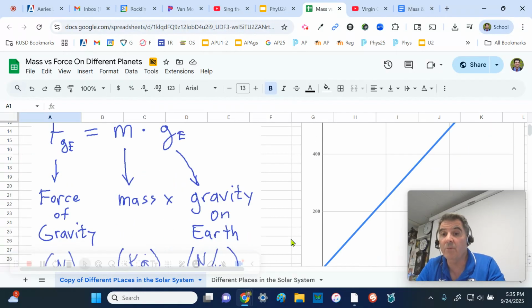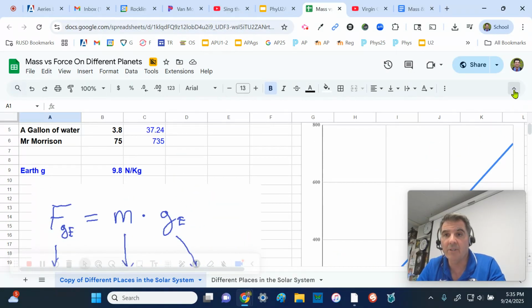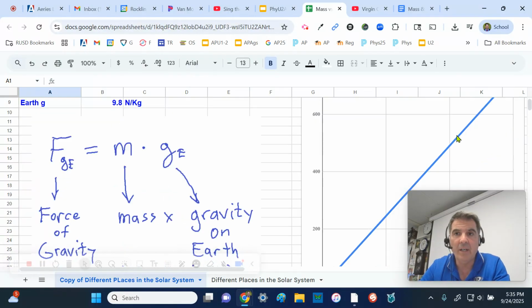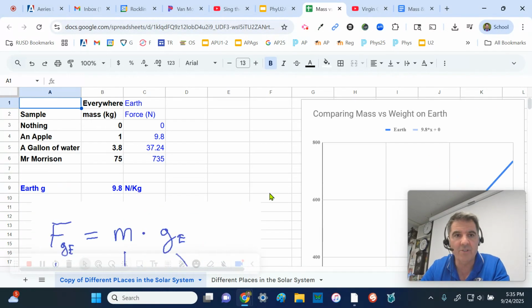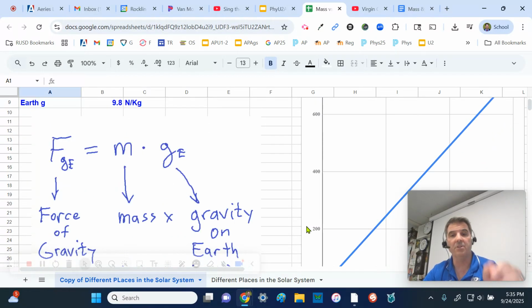That slope right there, that blue slope, is a slope of 9.8. Why? Because this is exactly what we have. We have an apple, which weighs about a kilogram. It's a big apple, by the way. A gallon of water, which is 3.8 kilograms. And my soap, which is 75 kilograms. And I plotted that out, and I get the slope, which gives us this equation.